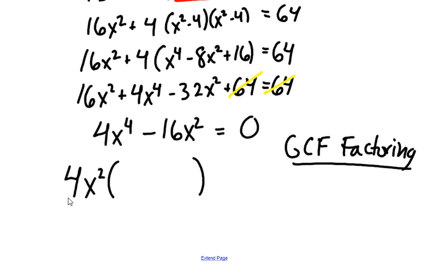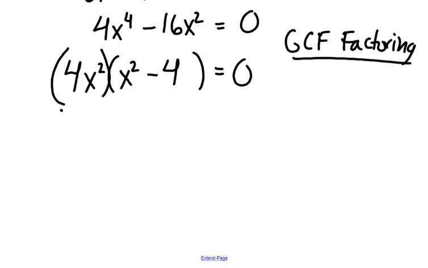This was originally a 4. I divided it out. This had 4 x's. I already divided 2 out. This has a negative 16. I divided 4 out, so it's minus 4. This is as factored as it can get, but this second one, actually, I can factor more.